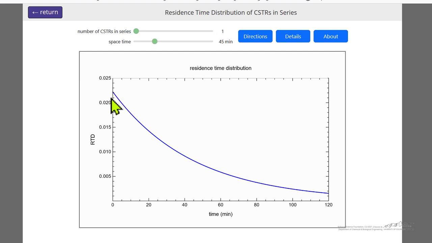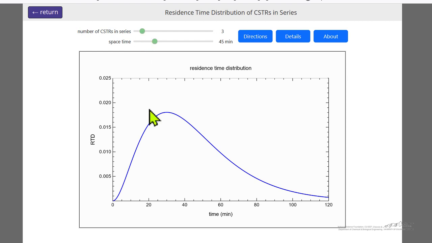So if I change the space-time for one CSTR, notice that the highest probability of molecules leaving the CSTR is at time 0. Because if we inject a tracer, it's evenly distributed throughout that CSTR instantaneously if it's an ideal CSTR. And that means we have the highest concentration of the tracer at time 0. And since the exit concentration is equal to the concentration in the CSTR, we have the highest exit concentration at time 0. So for one CSTR, we have this exponential decay.